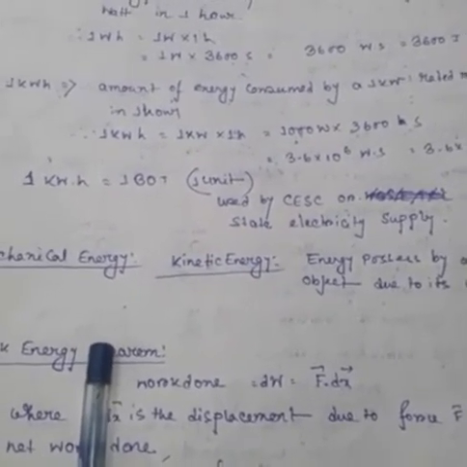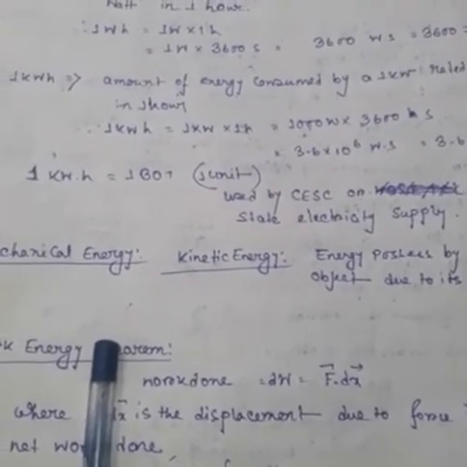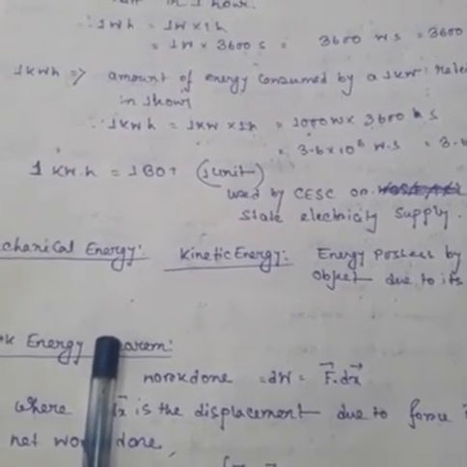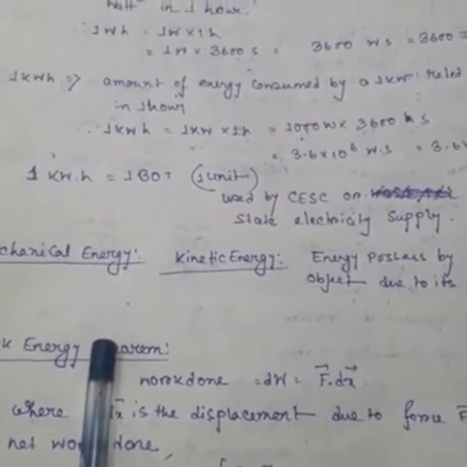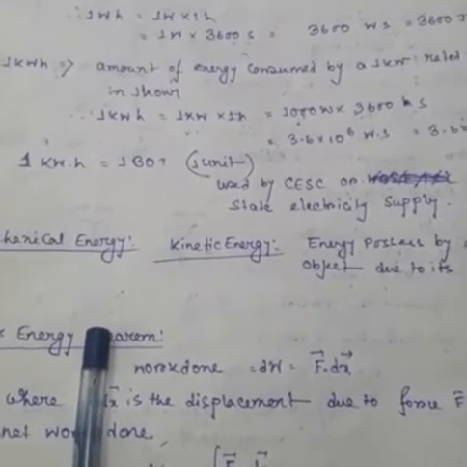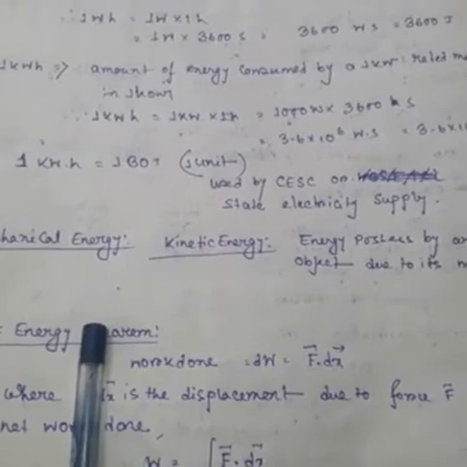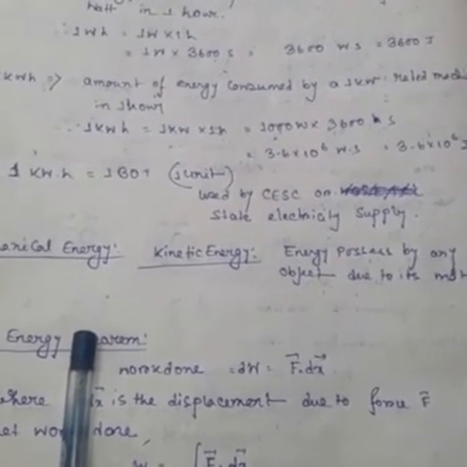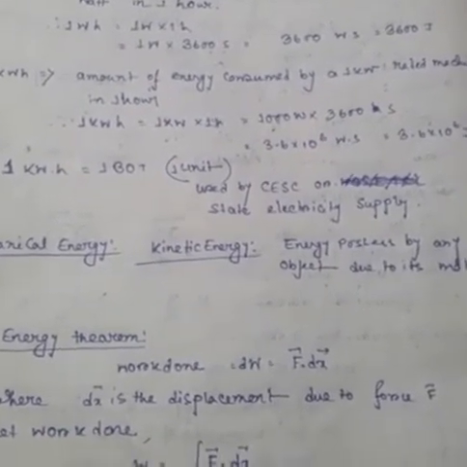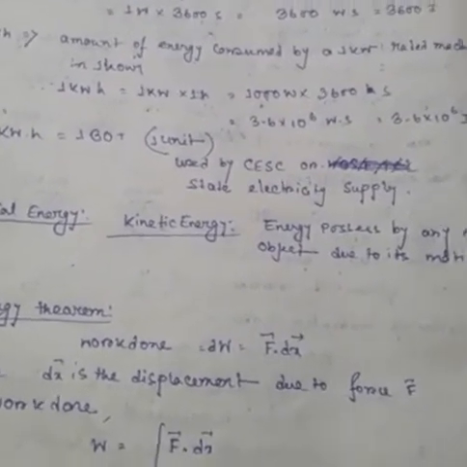Now we will go deep into these topics. For our case, in today's discussion we will focus mainly on mechanical energy. There are mainly two types of mechanical energy. One is kinetic energy, another is potential energy, as you all know. So what is kinetic energy? Kinetic energy is the amount of energy that is possessed by an object due to its motion.